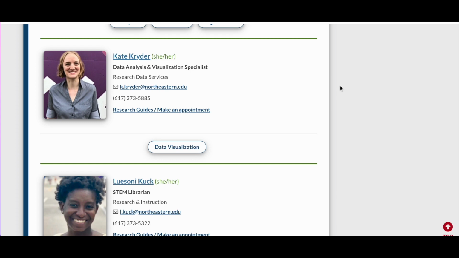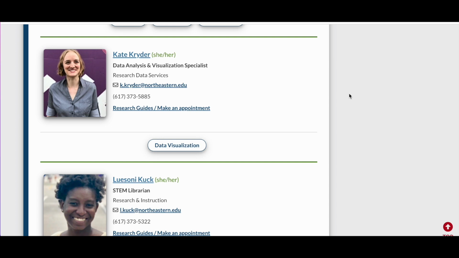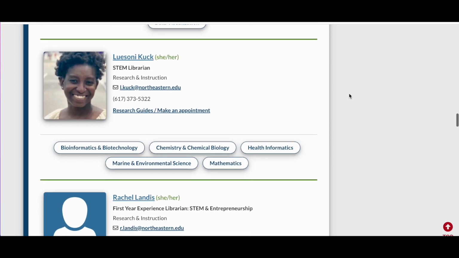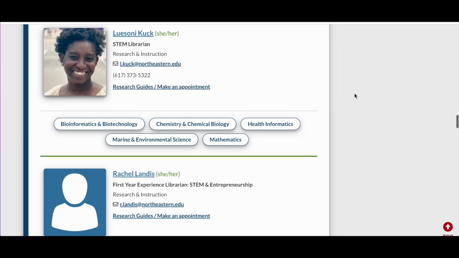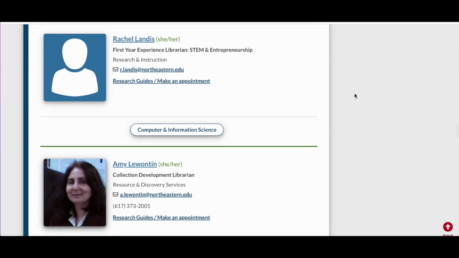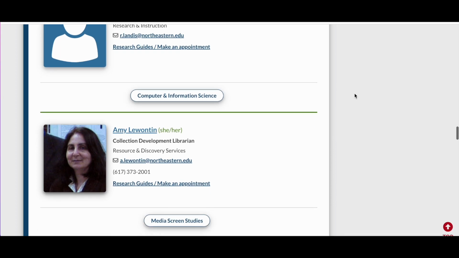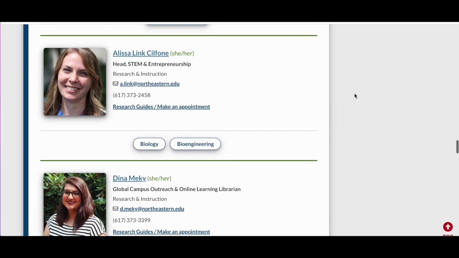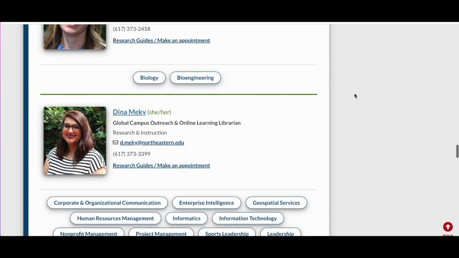So, let's say next unit when you're working on your white paper, you want to put together a graph of some data that you found about how folks are accessing the Wicked Free Wi-Fi program that we're going to be working on. Kate might be a good person to go to. We also have Lusoni here, who is a STEM librarian in general. So if you're working in general STEM fields, you can get something from them. First year experience for STEM and entrepreneurship, probably something that's not super useful to you all at this point. And then we have Alyssa, head STEM and entrepreneurship.